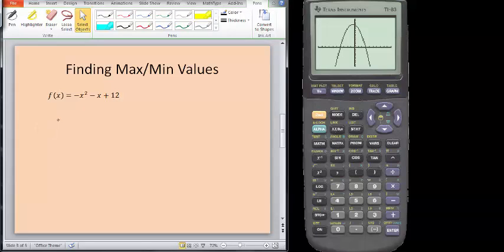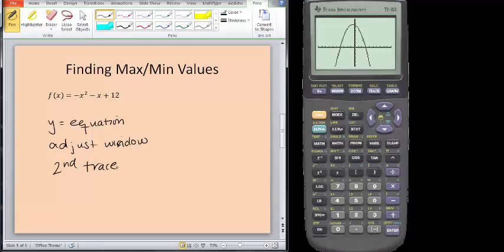So recap on that. We did y equals, and we put in the equation. We adjusted the window so we could actually see the vertex. And then we went ahead and we're going to use second trace again, which gets us our calculator menu. And we'll go this time, it's a maximum because the vertex was up high. It was the highest point on our graph, so that's number 4.